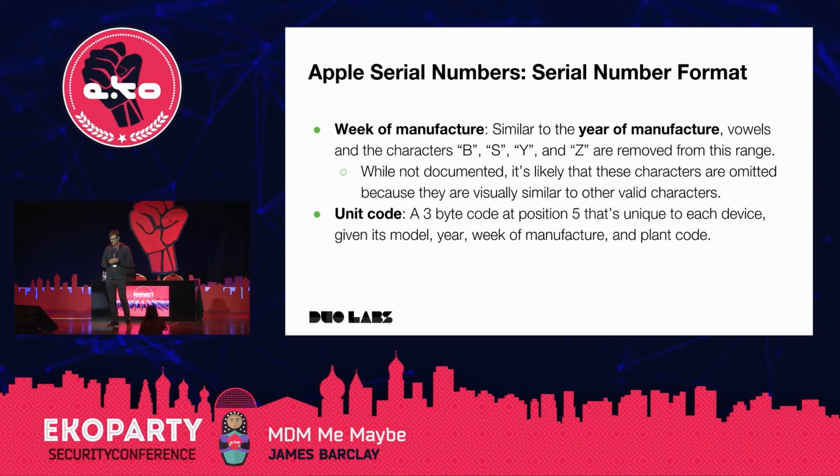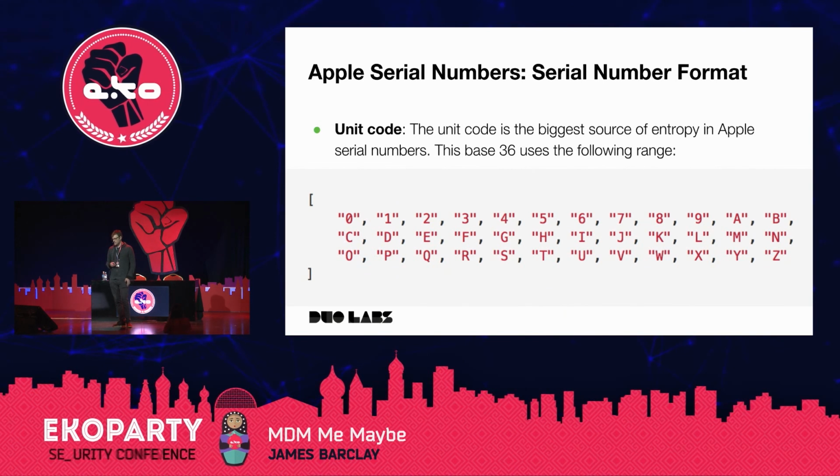Next, we have the unit code. This is 3 bytes at position 5, and it's unique to each device within its model, year, week of manufacture, and plant code. So this is the biggest source of entropy in Apple serial numbers. It's a base 36 scheme, and it uses the range listed below.